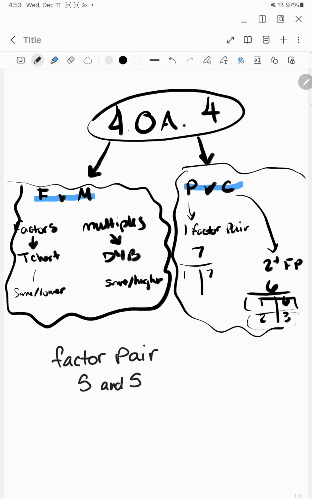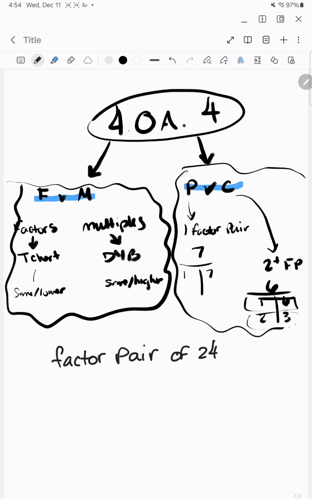I call it like a married couple that work together to equal a multiple. So for example, 5 and 5 is really saying 5 times 5, and that would equal 25. So a factor pair of 25 would be 5 and 5. And sometimes you would have multiple factor pairs. For example, they say a factor pair of 24.